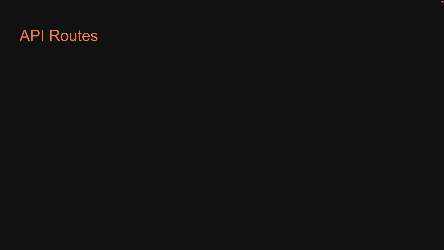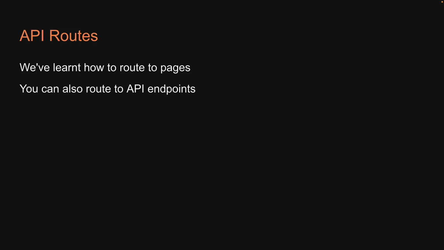Welcome back, everyone. So far in this section on routing, we've learned how to route to pages. Now, it turns out with SvelteKit, you can also route to API endpoints.